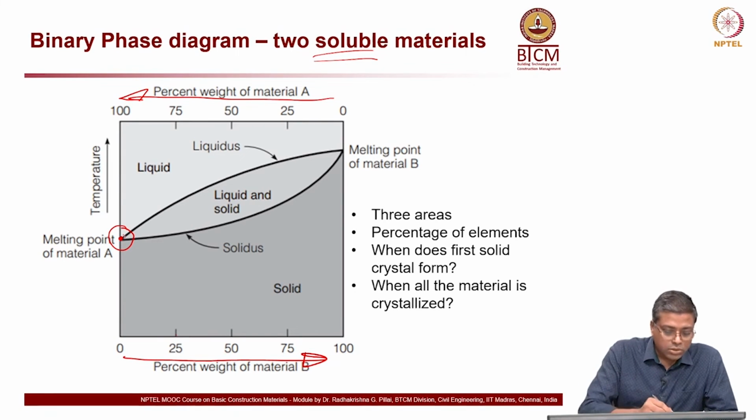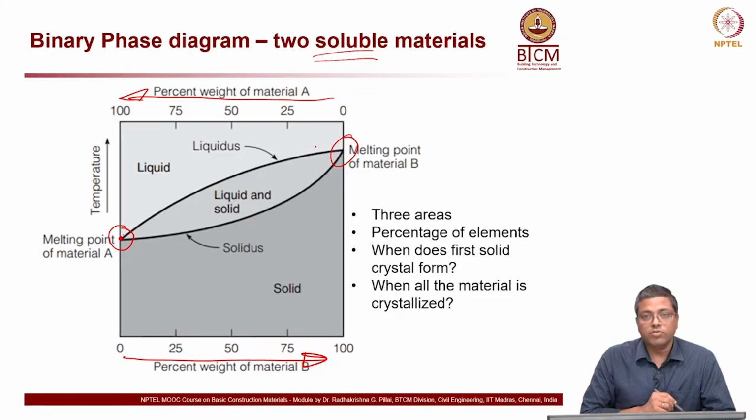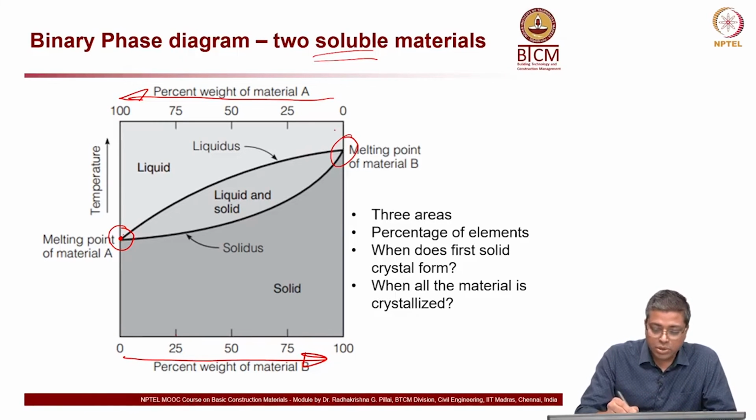Now, this is the melting point of material A. Similarly, you have the melting point of material B here. That means here it is liquid and here it is solid. I think that is clear now.